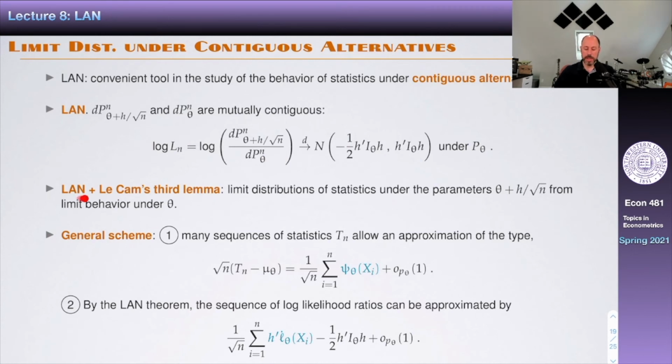If we mix local asymptotic normality with Le Cam's third lemma, then we have the joint behavior of the test statistic and the log likelihood ratios, and that gives us the distribution of the test statistics under the local sequence of parameters, or if you want, the distributions that are contiguous to the one that we care about. And so the general scheme is typically going to involve two parts.